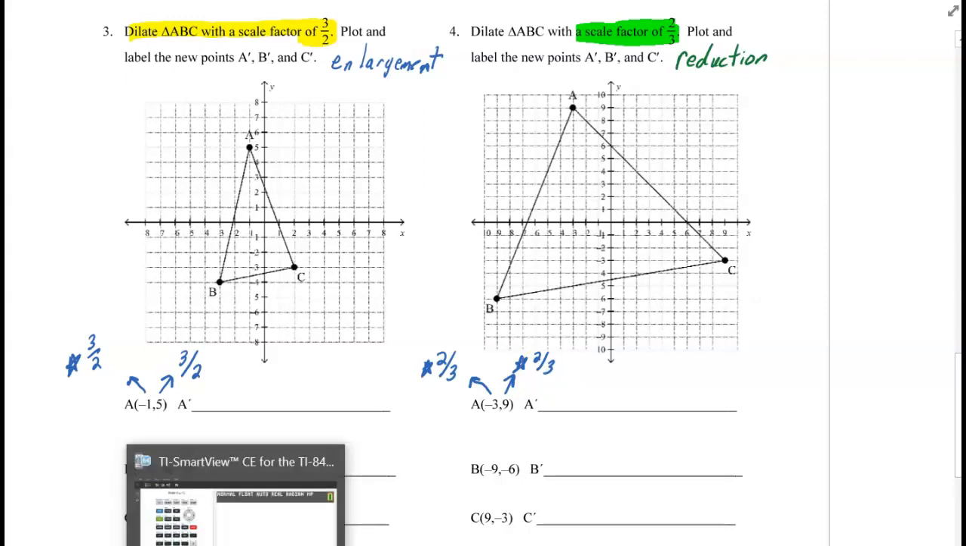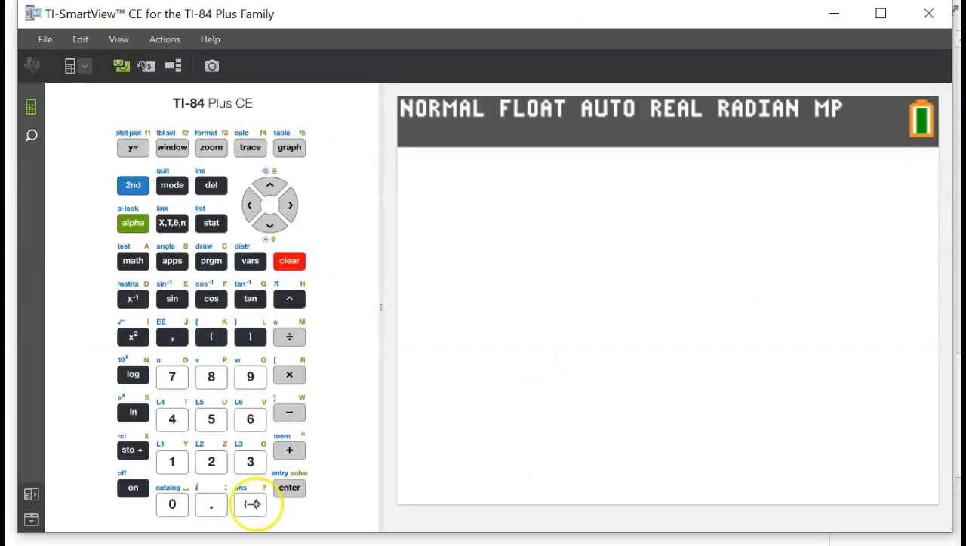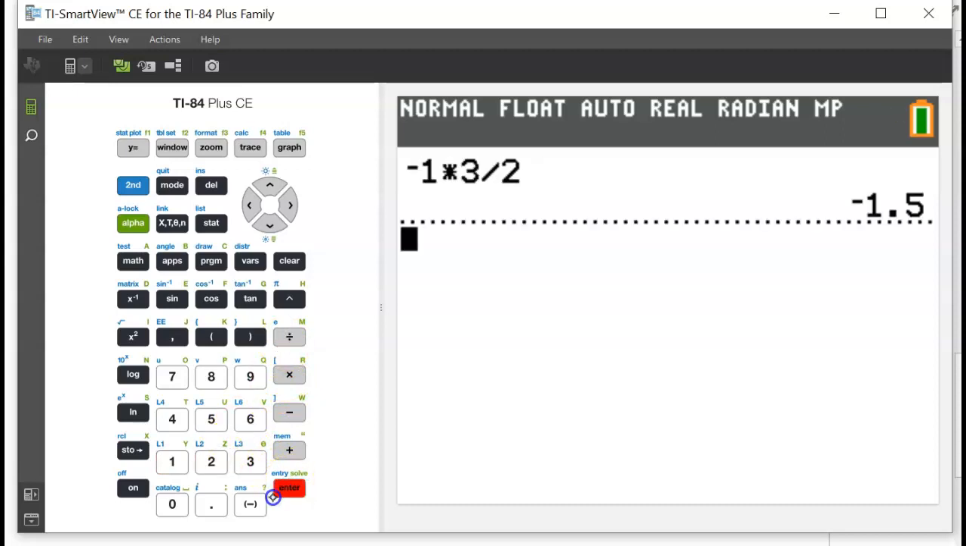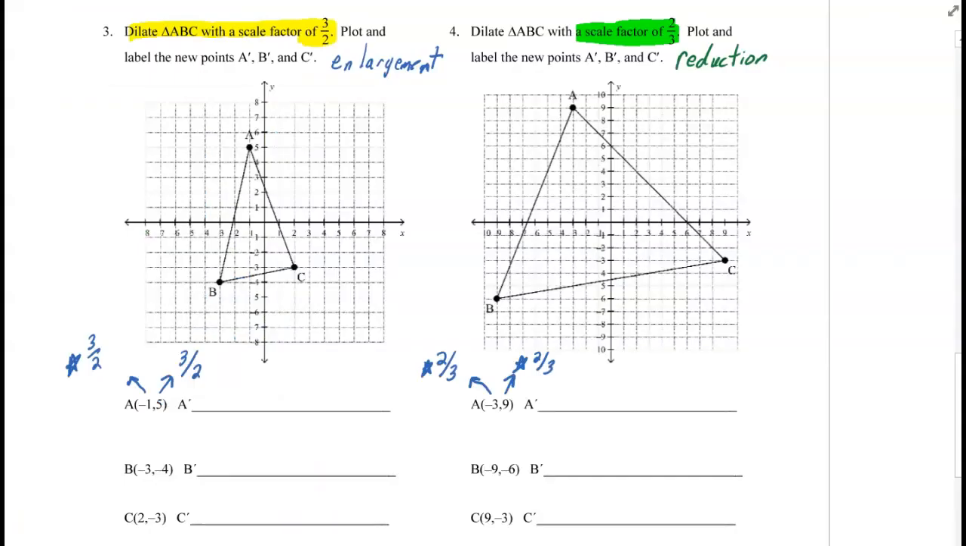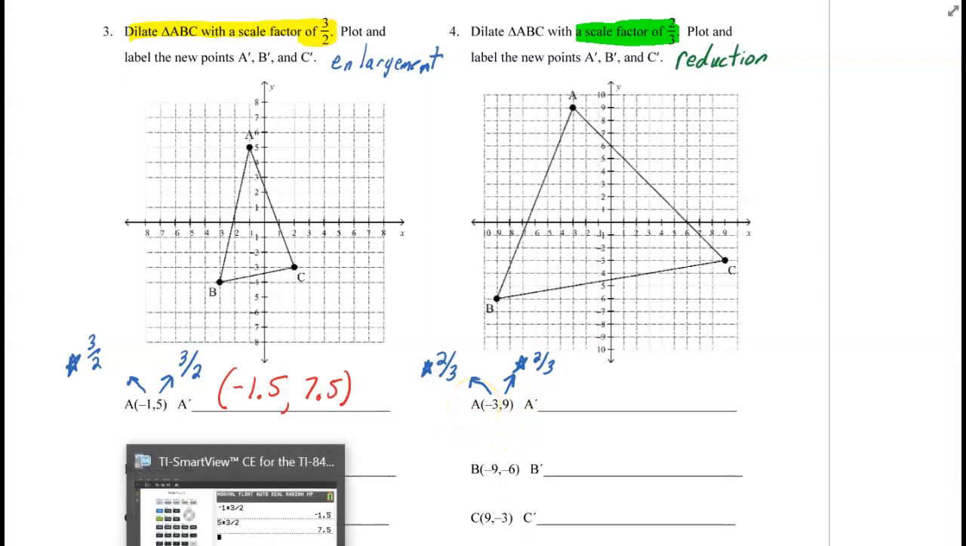So first I'll use the TI-84. On the TI-84 you would say -1 times 3 divided by 2 for the x-coordinate. So that's -1.5, and then 5 times 3 divided by 2, and you'll get 7.5. So for point A, that was -1.5, 7.5, A prime.